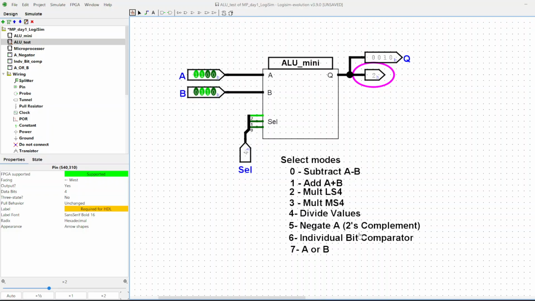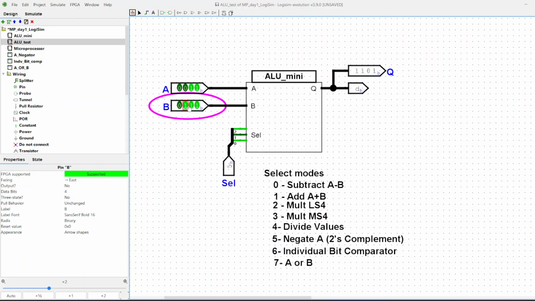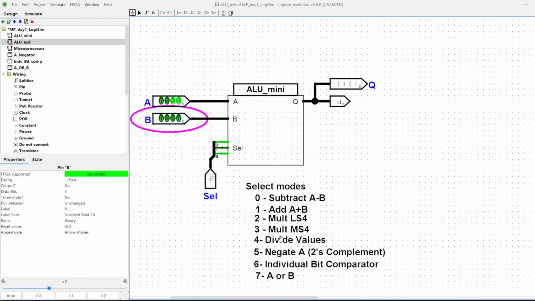Now for mode number 5, we're negating A using 2's complement. So let's try and put A this way. As you can see, 2's complement just negates the inputs and then adds 1. So it's supposed to be 1, 1, 0, 0, after 1's complement 1, 1, 1, 1, 0, 0, and then adding 1 will give us 1, 1, 0, 1. As you can see here, no matter how much I change B, it doesn't really affect it because the input here is just for A. We're trying to negate just the inputs of A.